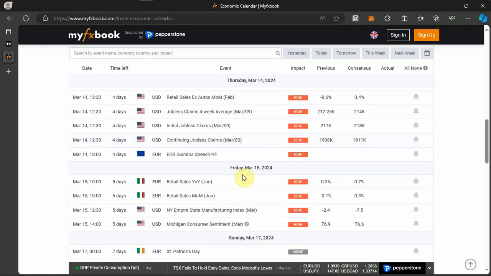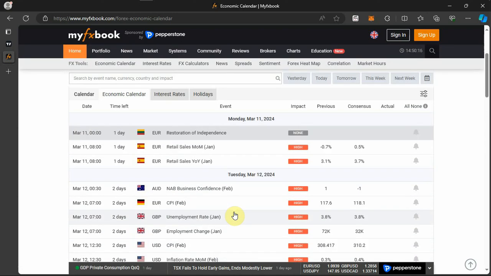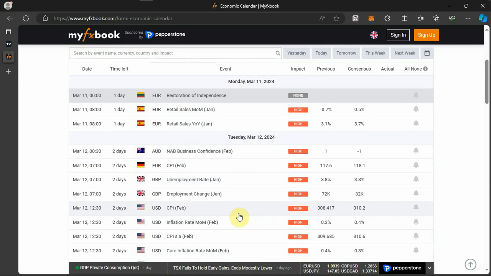Then on Friday, March 15, 2024, we have retail sales year-over-year for the month of January for Italy. Retail sales month-over-month for the month of January for Italy. Then we have the Empire State Manufacturing Index for the month of March for USD. Then you have the Michigan Consumer Sentiment for the month of March for USD. So these are the high impact news we are expecting to see on the market going into a new week.